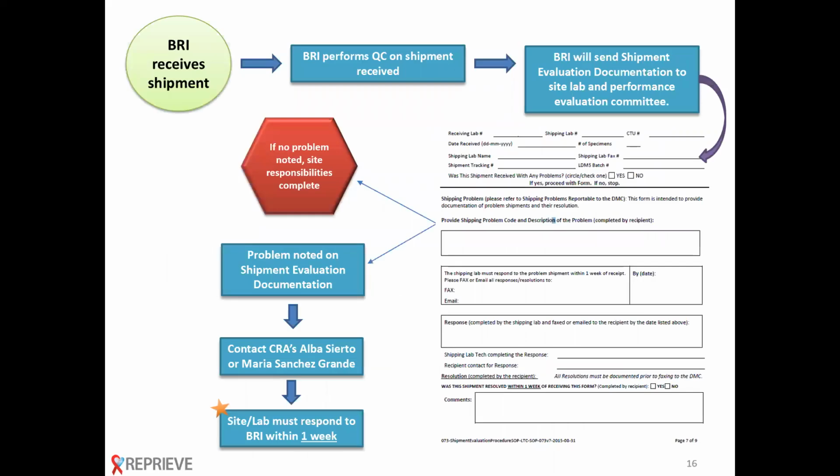After shipment, BRI will receive the shipment and they perform their own QC. And it is 100%. Just as you QC the outgoing shipment, they will bring in that shipping file and they will perform QA/QC within the LDMS, specimen by specimen, just as you did. They will then fill out this evaluation. And this is what we're hoping for. If no problems are noted, then your responsibilities are done. But if a problem was noted, they will then contact Alba and Maria, and they'll work with the lab and the site to get a response to BRI within 1 week. So we'll have to reconcile that shipment and fix any errors.